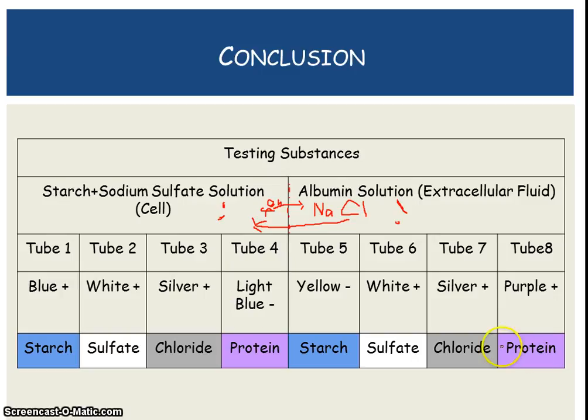Lastly, protein test, tube 4 and tube 8. Light blue over here, no protein in the cell in the beginning, but there is albumin right here, protein, and that's why this test was positive. And we can say that albumin did not diffuse because of its large size, hence the negative test over here.